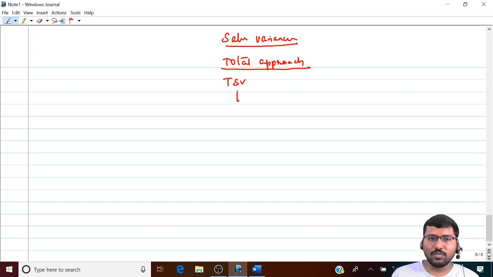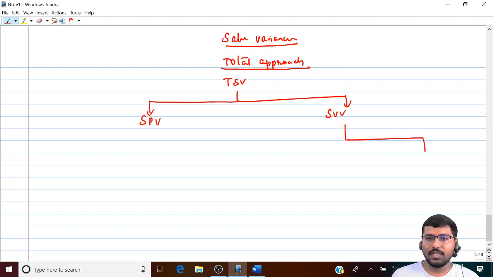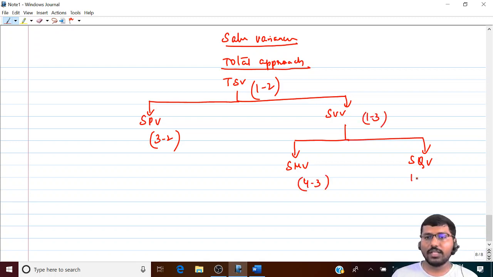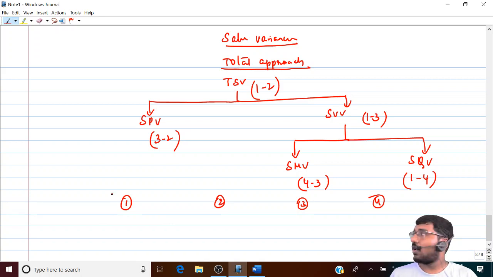So, total sales variance will be divided into two: sales price variance and sales volume variance. Sales volume variance will be further divided into two: sales mix variance and sales quantity variance. Formulas remain the same: 1 minus 2, 3 minus 2, 1 minus 3, 4 minus 3, and then 1 minus 4. Let's write all the four. First you copy till here, then I'll explain the logic and then I'll move on. Copy till here.